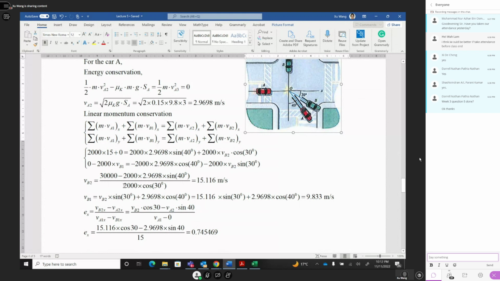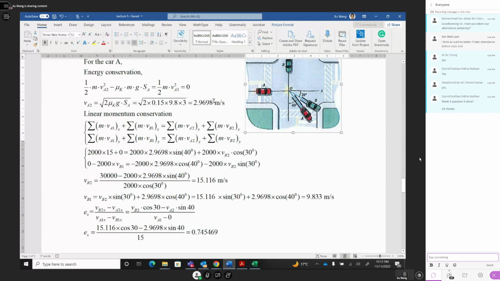We have VB, we know the VB is here, VB2 we know that, and then the horizontal component is VB2 cosine 30 degree. VB2 cosine 30 gives the horizontal components, okay. And then VA2x, which is VA, this car, this speed. Hold on, this is VA2. We should solve VA2 is 2.96.